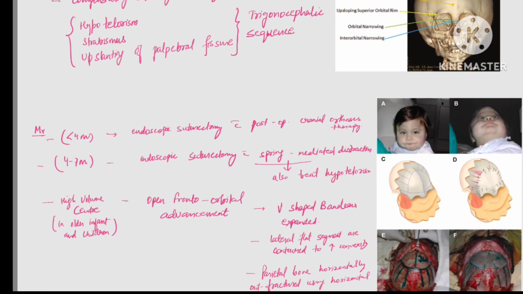Management. If the child is less than 4 months, endoscopic suturectomy with post-operative cranial orthosis therapy can be given. If the age is 4 to 7 months, endoscopic suturectomy with spring-mediated distraction. This method also treats hypotelorism.